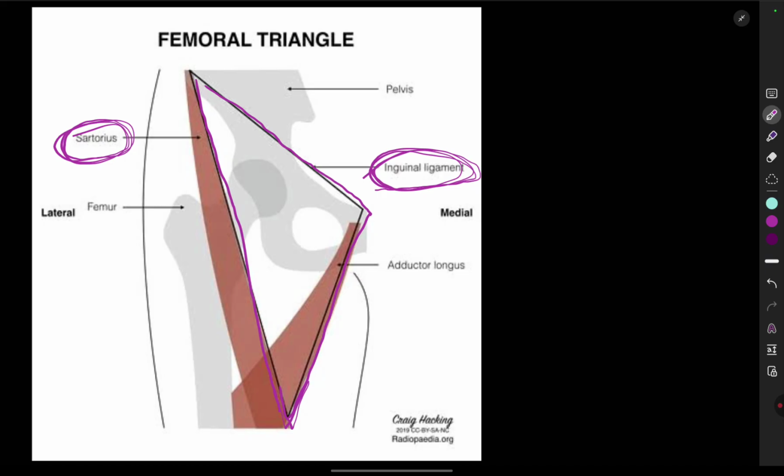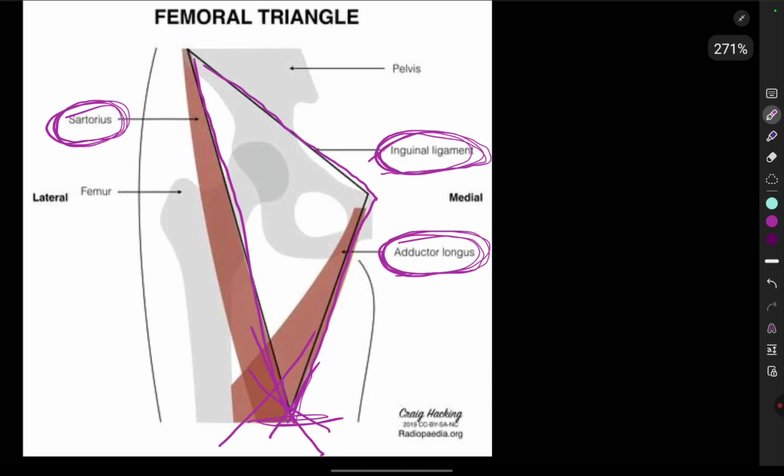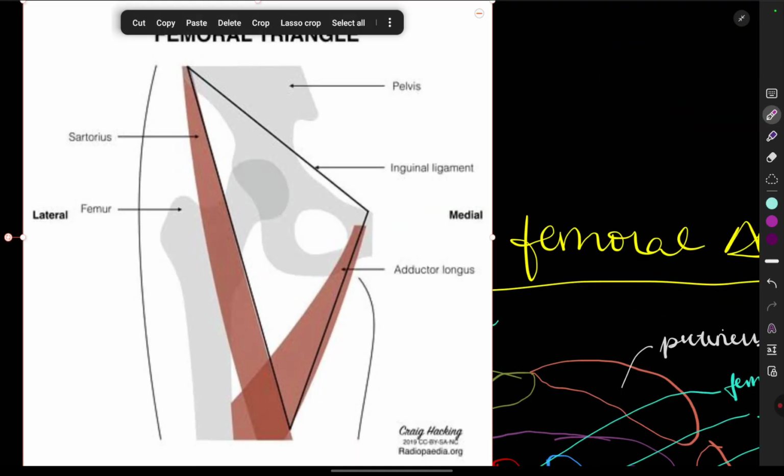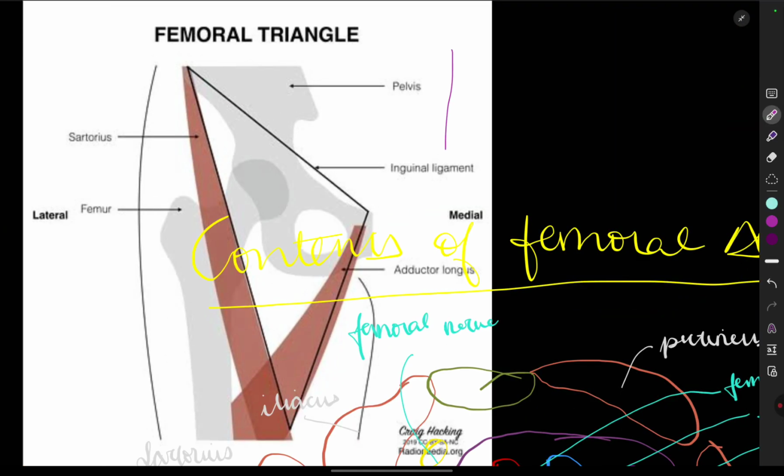On the medial side we have the lateral border of the adductor longus muscle, and the apex is formed by the crossing of two muscles, that is the crossing of the sartorius muscle and the adductor longus muscle. So we saw the base formed by the inguinal ligament, the lateral by the medial border of the sartorius, the medial by the lateral border of the adductor longus, and the apex by the crossing of the sartorius muscle and the adductor longus muscle.